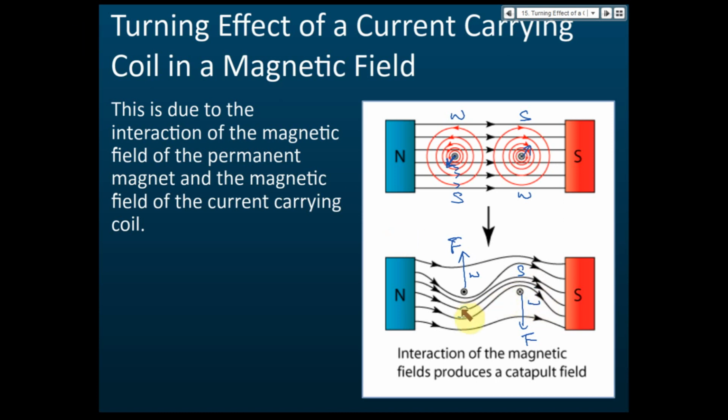So two forces are produced to push the conductors from the stronger to the weaker field. These two forces will make the coil rotate. You need to know how to draw this. Sometimes in the exam they may ask you to draw this, the pattern of the field after the interaction. So make sure that you know how to draw this.